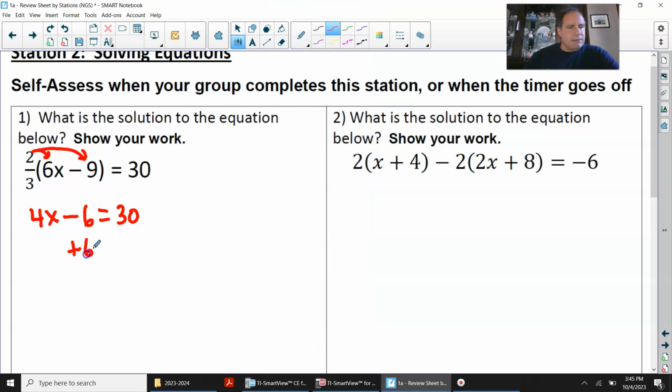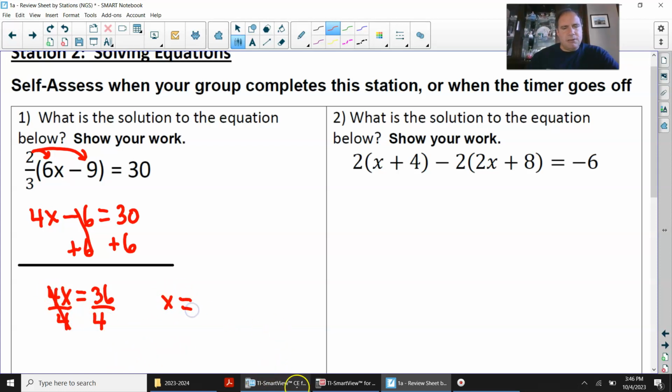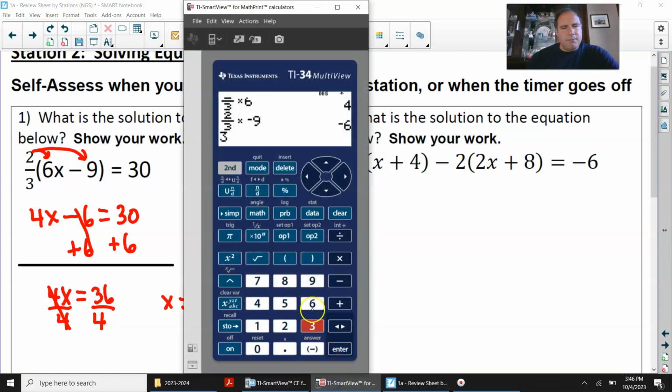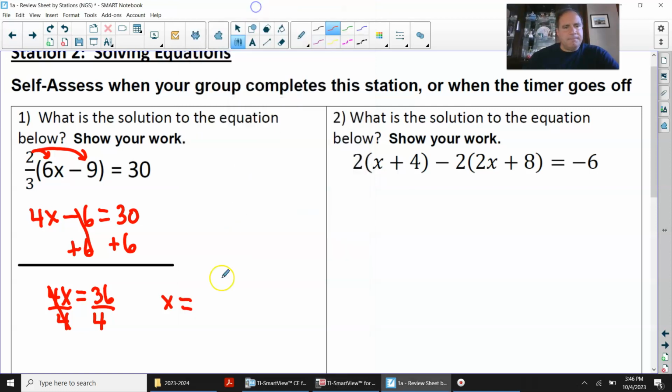Now we're just going to go ahead and solve. You add 6 on both sides because we're using inverse operations. The 6's cancel. You have 4x equals 36. You're dividing by 4. And you're going to get x equals, and then just make sure 36 divided by 4 is 9. X equals 9.